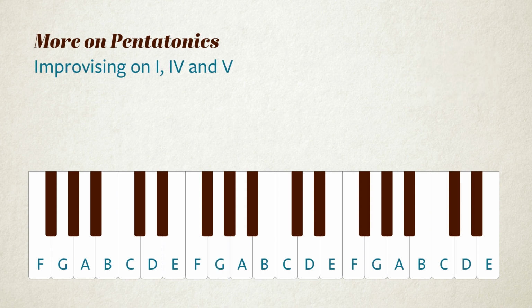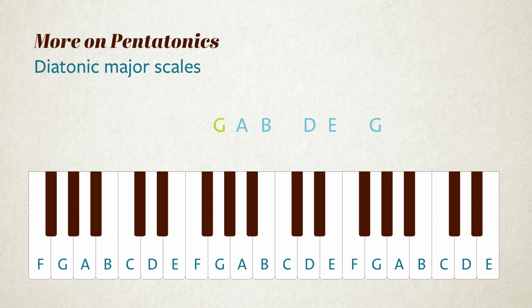Before we move on, take a moment to reflect on these 3 scales and you'll see that they're all entirely made from notes of a G major scale. Of course, all major scales are built the same way, so we can say that every major scale contains the pentatonics on 1, 4 and 5.